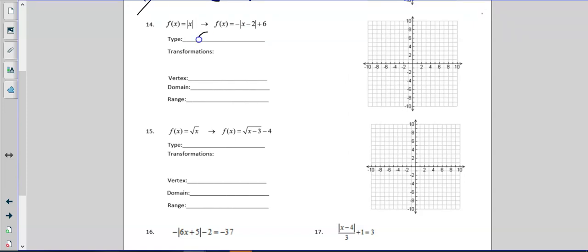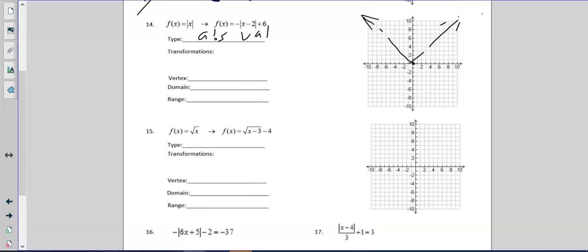14 is obviously absolute value. It has the absolute value bars. Okay, and that's basically one that's 0, 0, 1, 1, all the way up to 10, 10. Okay, that's your classic absolute value. Sorry, I meant to hit the pause there. So that's the absolute value.